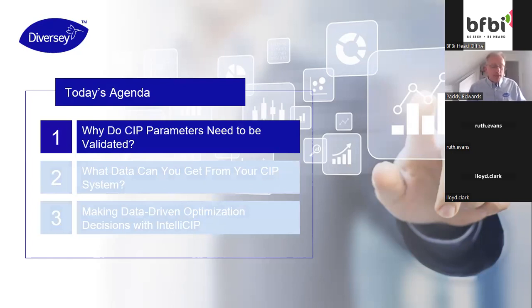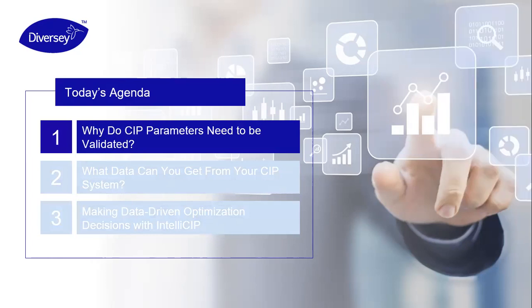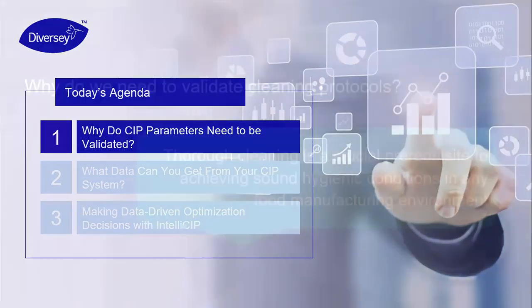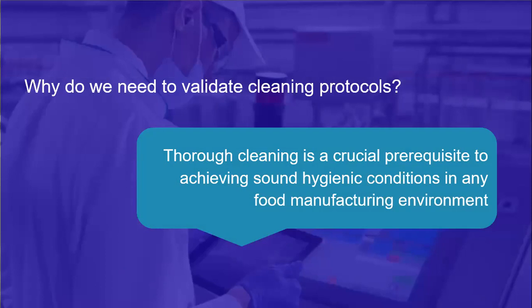So why do we need to validate our CIP parameters? Well, thorough cleaning is obviously a crucial prerequisite to achieving sound hygienic conditions in any food manufacturing, whether it's beverage, whether it's food, anything with CIP, it needs to be cleaned properly.